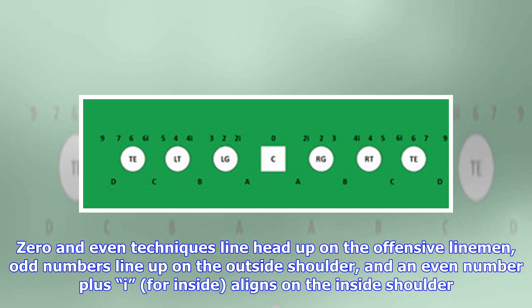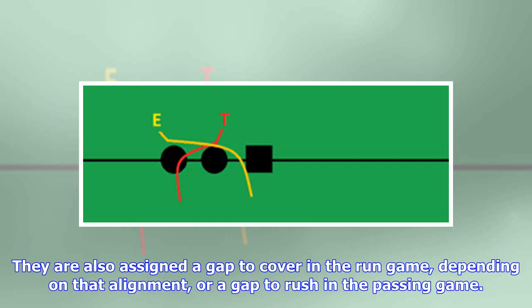Zero and even techniques line head up on the offensive lineman, odd numbers line up on the outside shoulder, and an even number plus I for inside aligns on the inside shoulder. They are also assigned a gap to cover in the run game, depending on that alignment, or a gap to rush in the passing game.